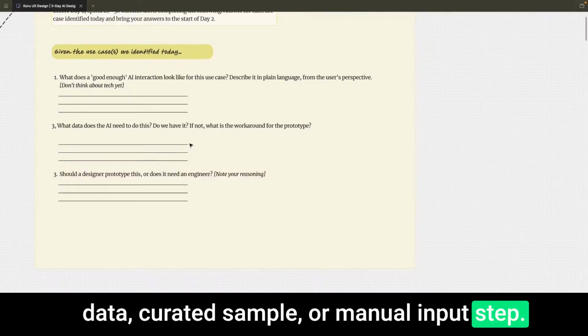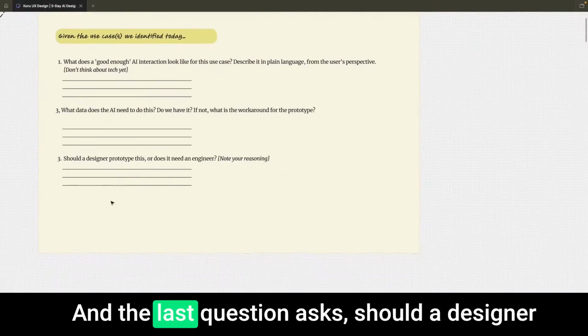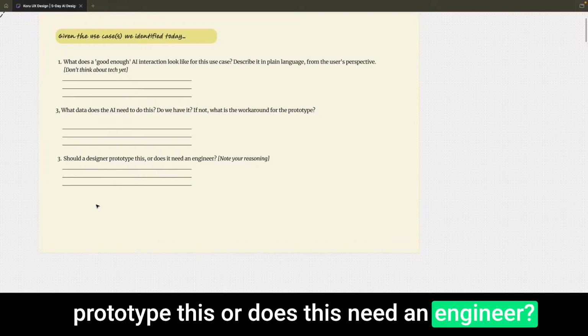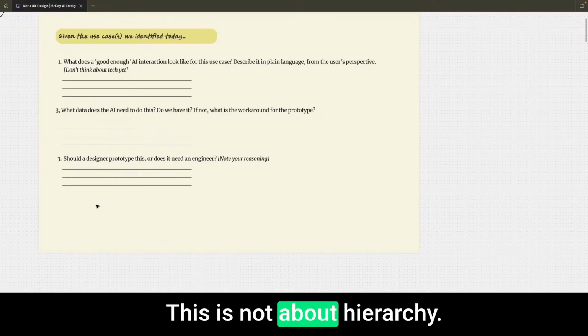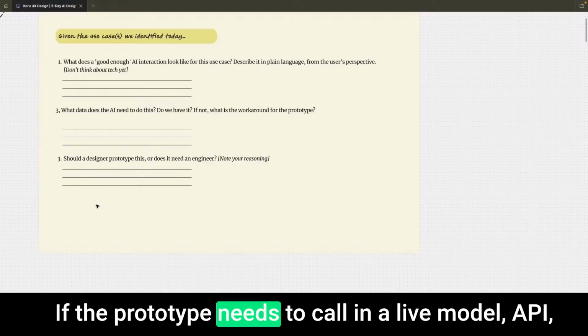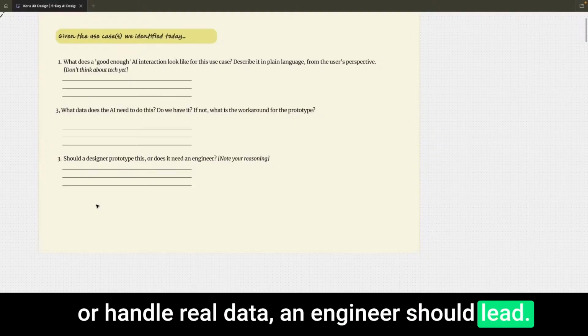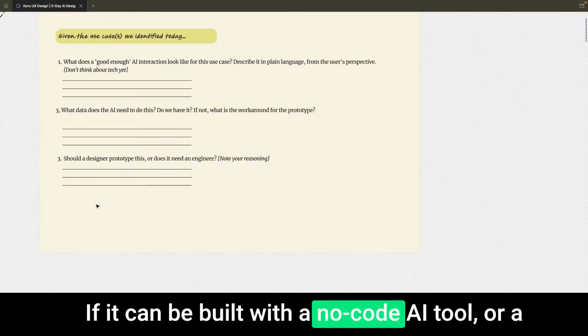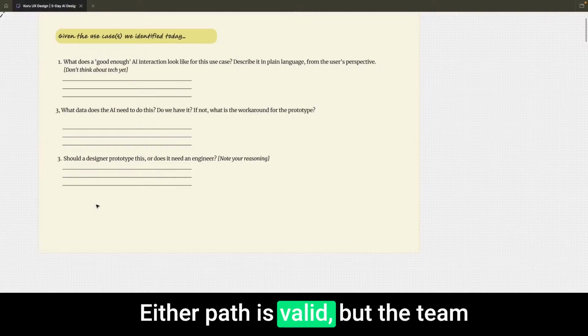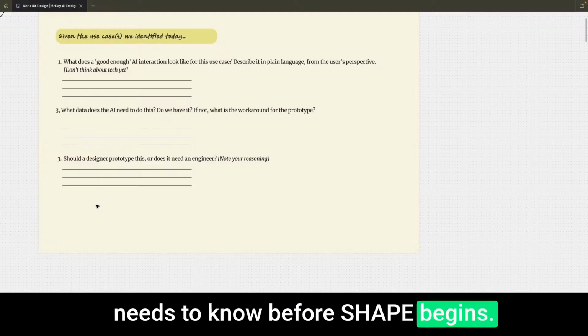or a manual input step. And the last question asks, should a designer prototype this or does this need an engineer? This is not about hierarchy. It is about the right tool for the job. If the prototype needs to call in a live model API or handle real data, an engineer should lead. If it can be built with a no-code AI tool or a design-to-code platform, a designer can do it. Either path is valid, but the team needs to know before Shape begins.